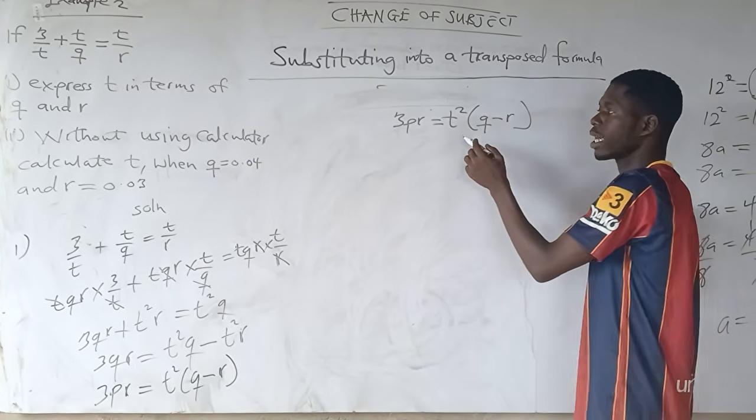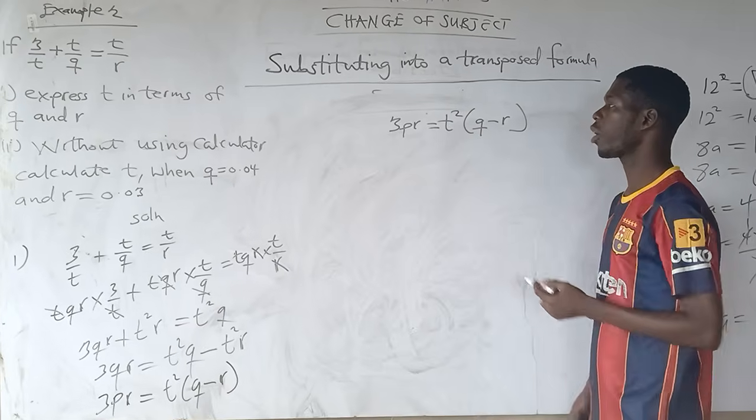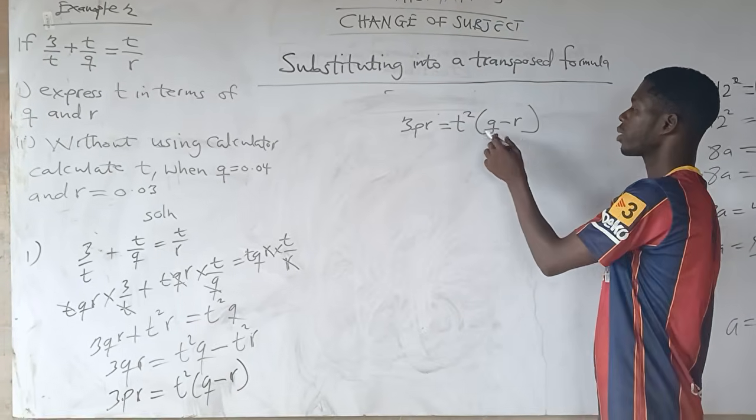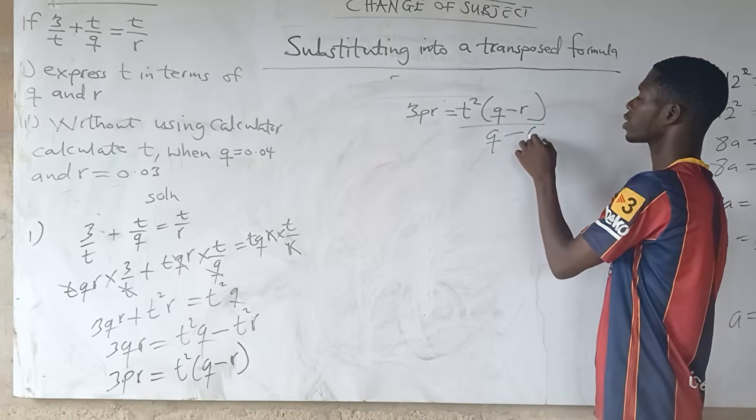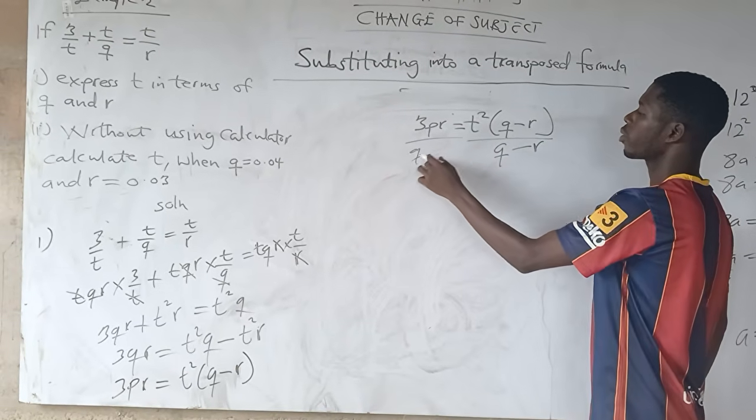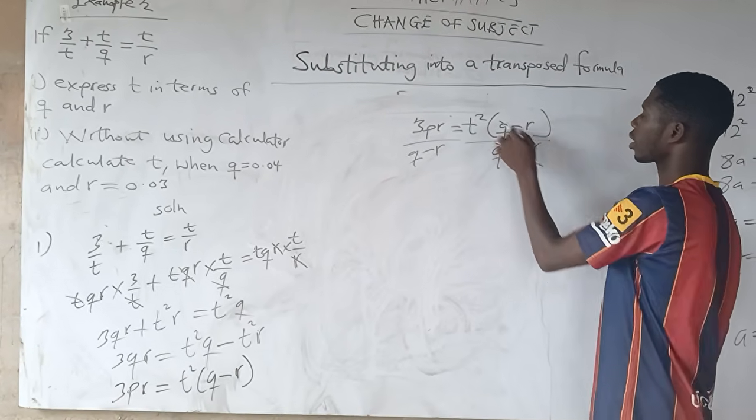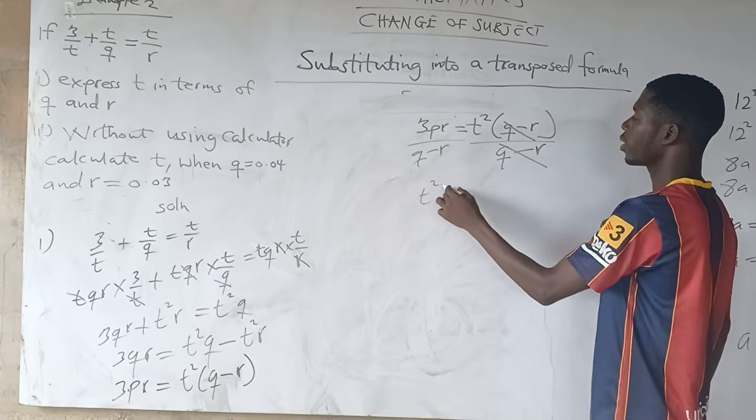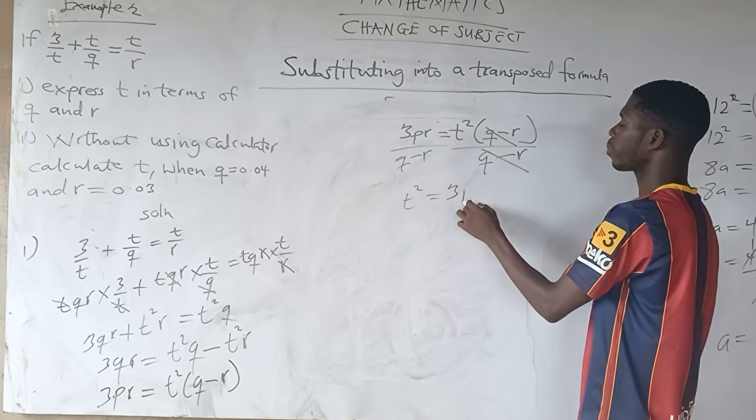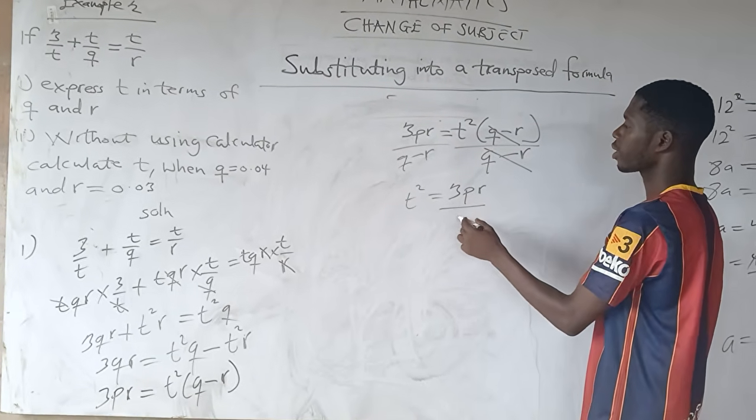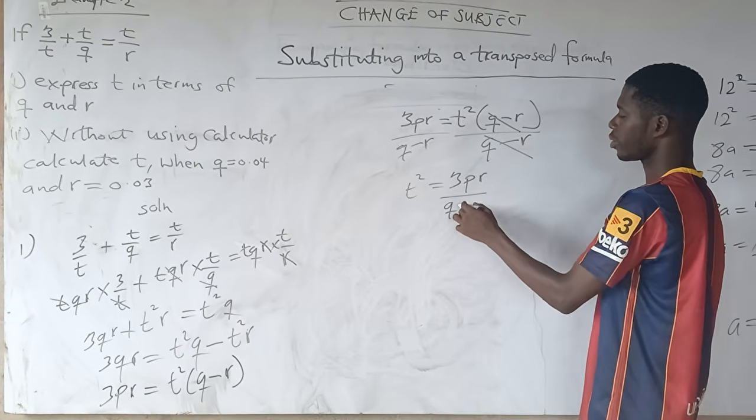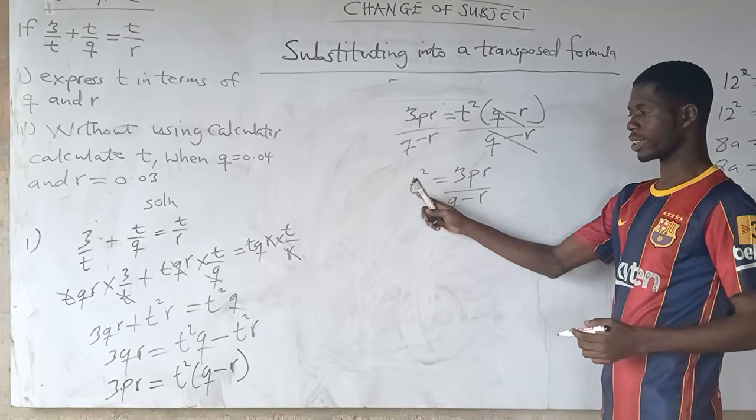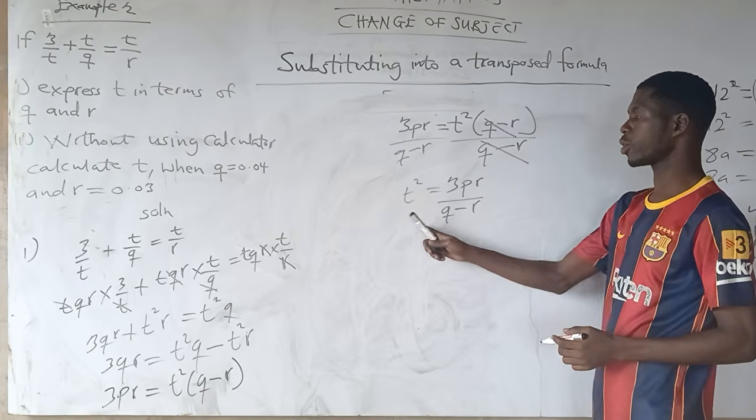We are making t the subject, so we can divide both sides by the coefficient of t, which is q minus r. So t square is equal to 3pr over q minus r. We are looking for t, not t squared. We are making t the subject, not t squared.